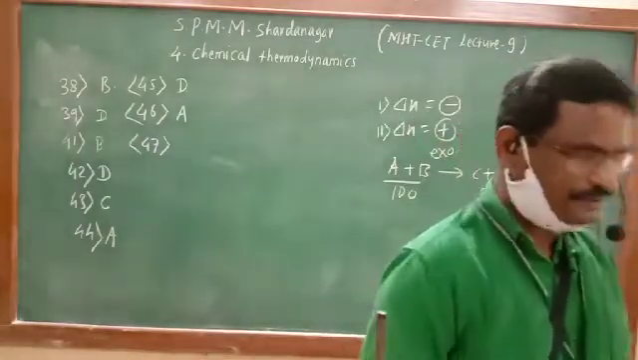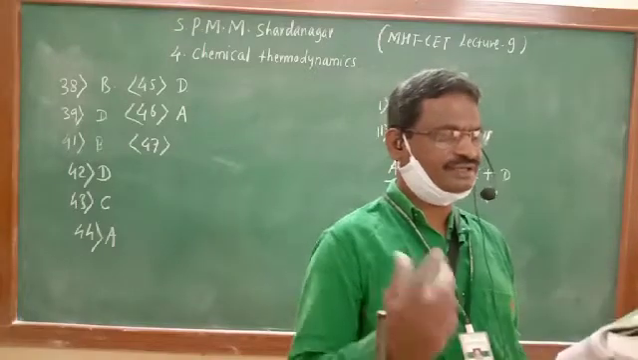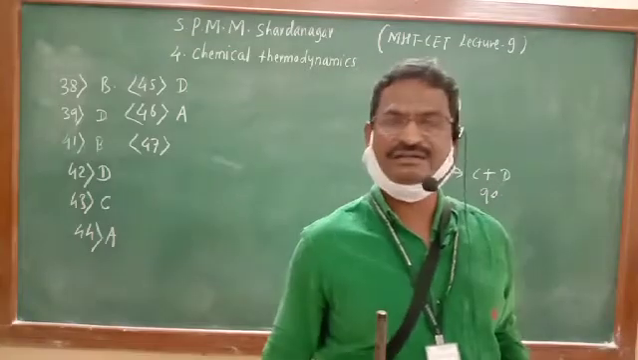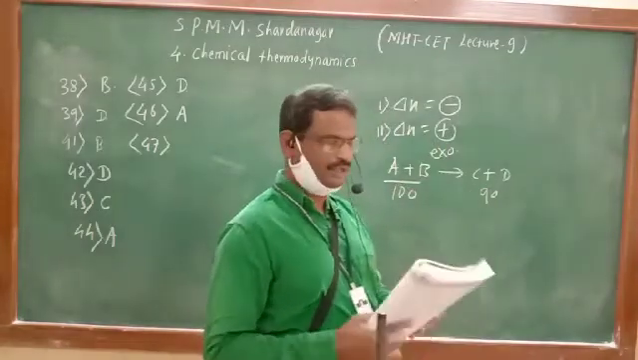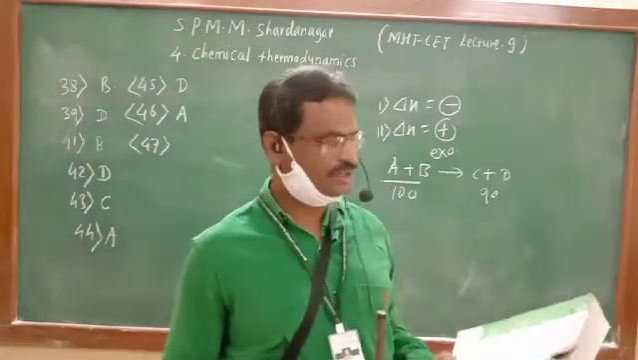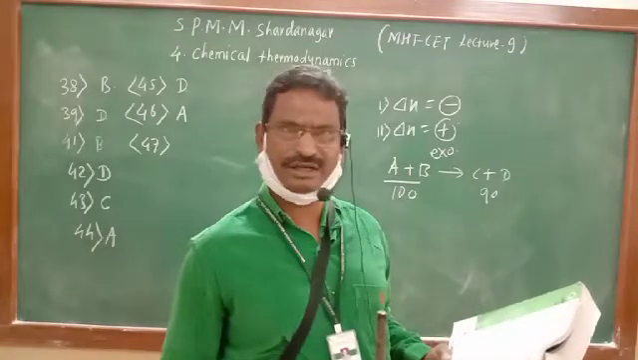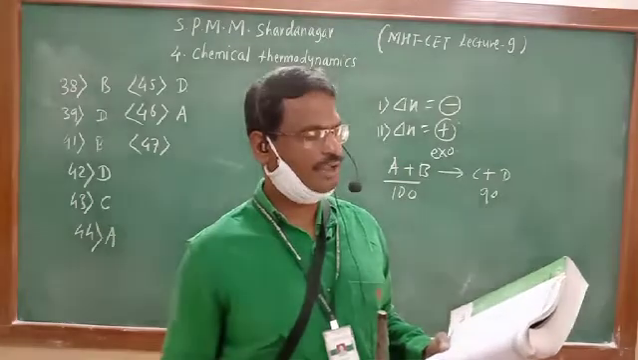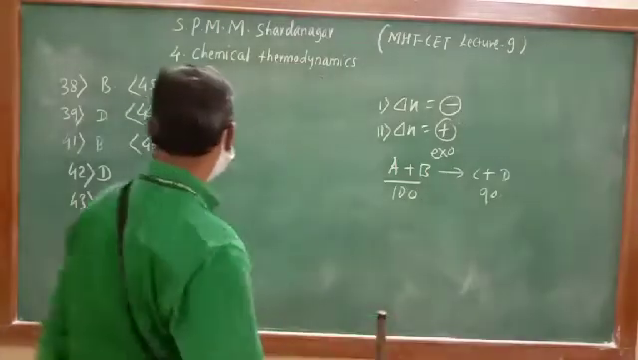Now let us see the options. Option A, reactants have more energy than product, that is correct. An exothermic reaction is one in which reactants have more energy than the product. Option A is correct. The second option says reactants have less energy than product, that is wrong. Then, reactants are at higher temperature than product, there is no question of temperature. Then, reactants are at lower temperature than the product. So option A is correct.